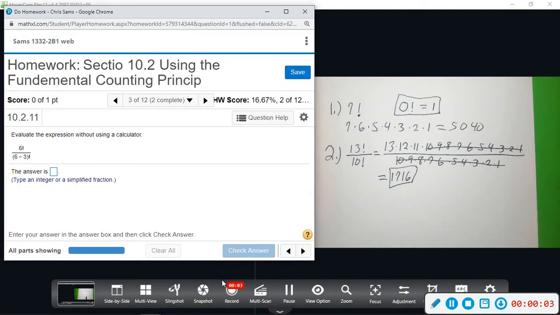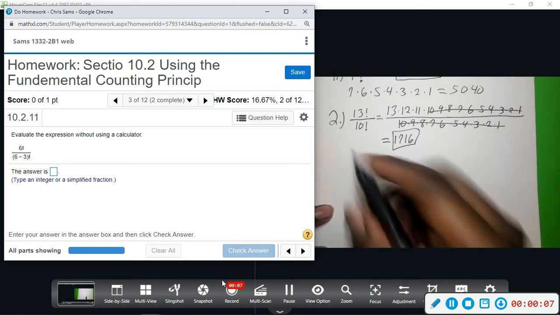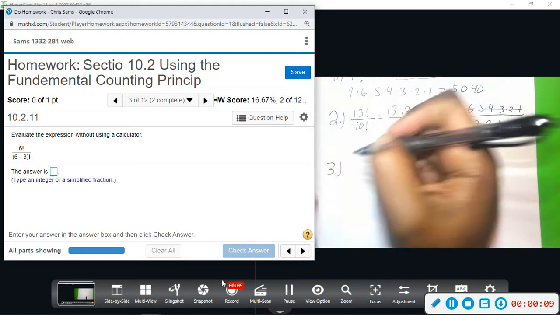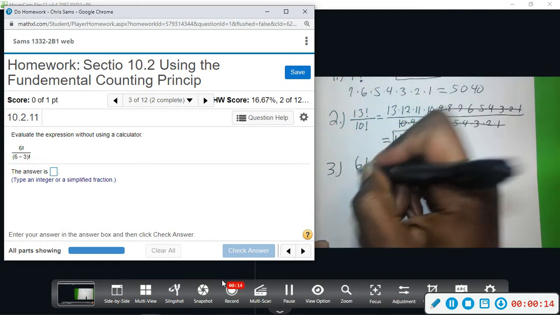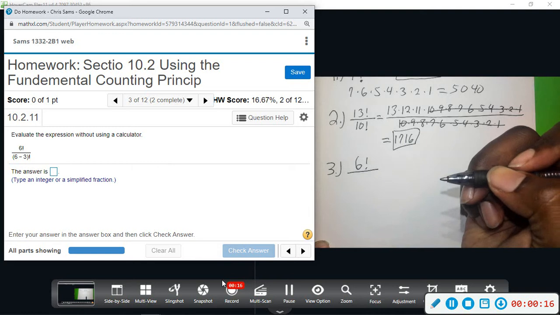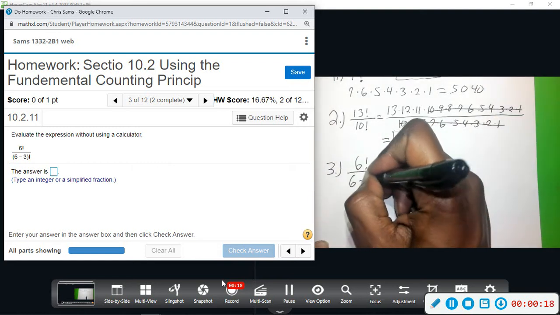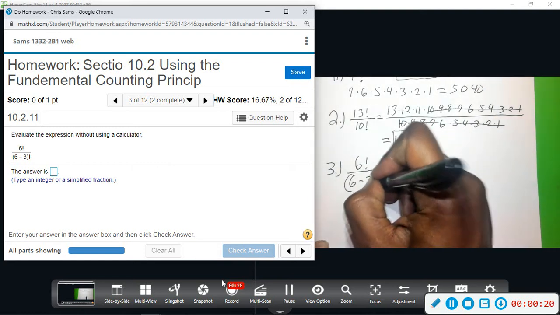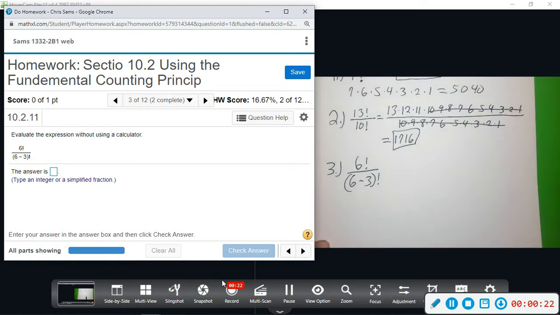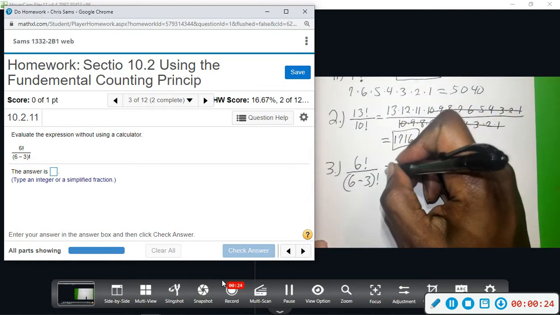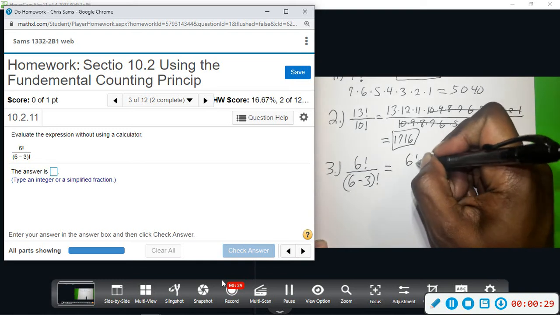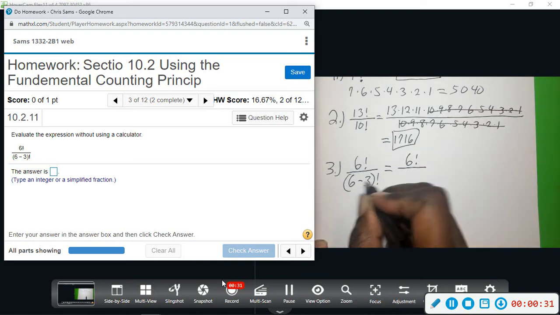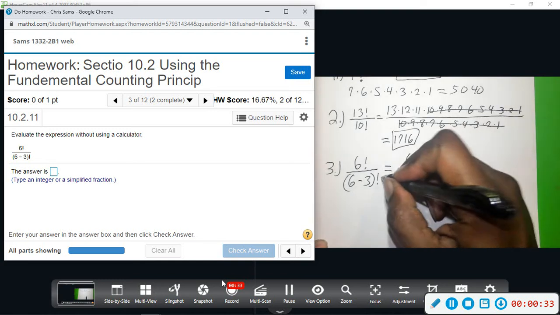Number 3, we want to solve without using a calculator. We have 6 factorial on the top, and then we have (6 minus 3) factorial on the bottom. Alright, so here's how this works. I'm going to simplify first. So 6 factorial, leave it, and then 6 minus 3 is going to be 3, and then factorial on the bottom.